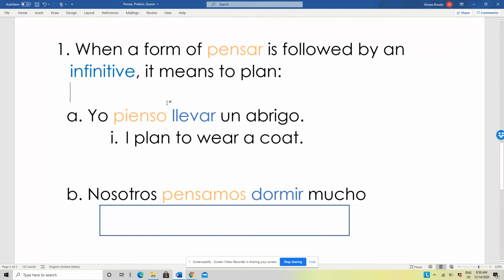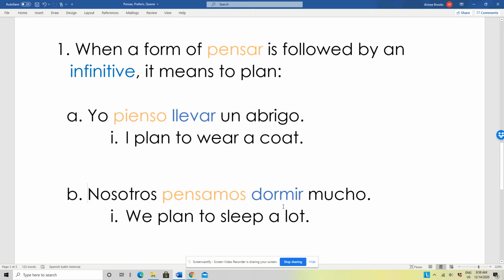Look, we did not add that little a. A lot of people like to add an a there because they see the word to, but that to is already implied in the infinitive. So yo pienso llevar means I plan to wear. If we look at the second example, pensamos dormir mucho, nosotros pensamos dormir mucho. What do you think that means? All right, let's see if you were right. We plan to sleep a lot. Great job.